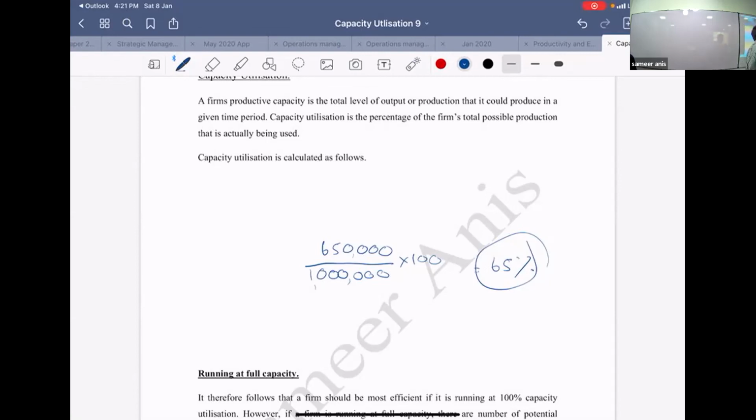Clear? That is capacity utilization: how much you're currently producing versus how much you can totally produce, multiplied by 100, guys. Take down a small example there, guys. There you go, the formula has been given. Take down an example.